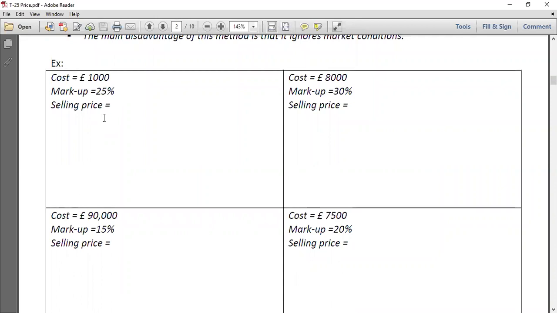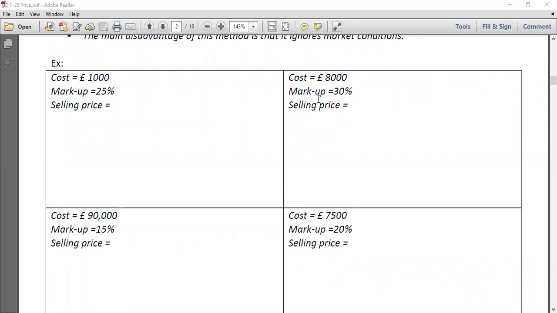For the first one, I'll tell you the workings. You can do 1,000 plus 1,000 into 25%, or you can find 1,000 into 125%. Using a calculator is very easy. 1,000 into 125%, so the answer is... I can see a couple of answers pop up in my chat line. Yes, two students gave the correct answer. That's correct, 1,250.